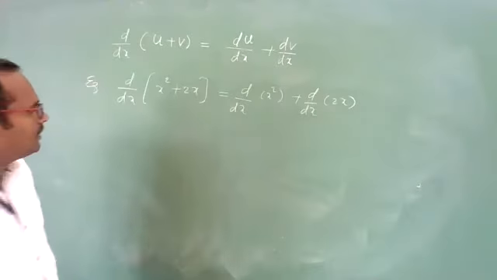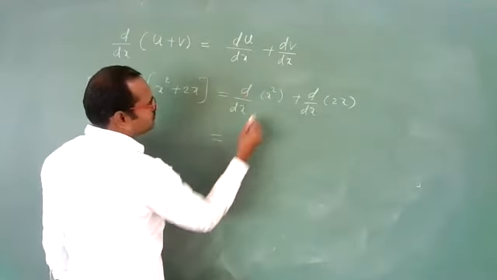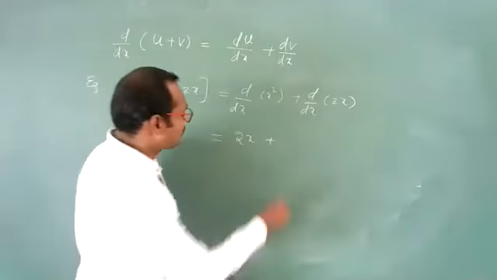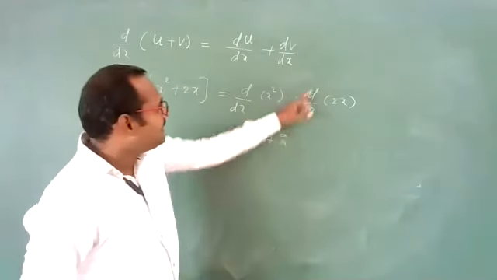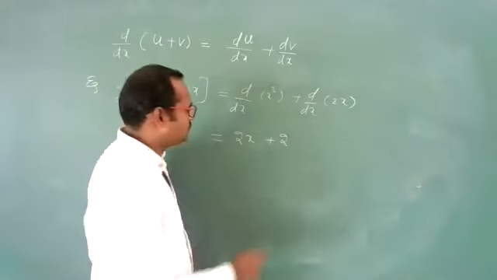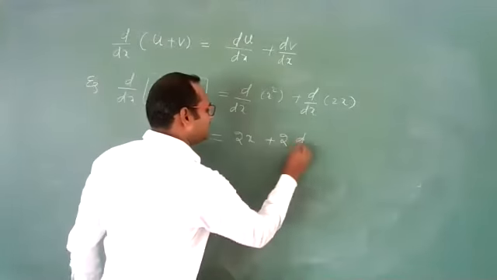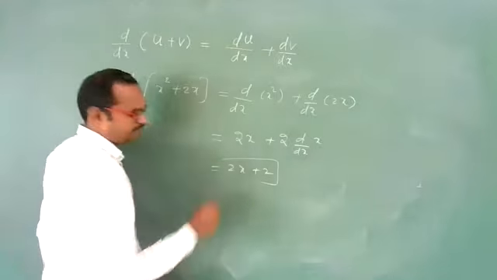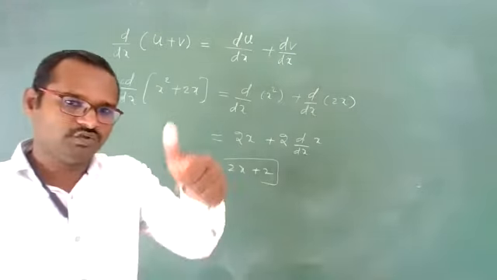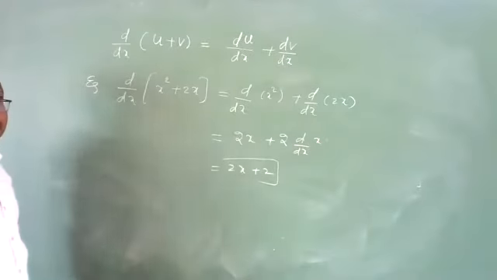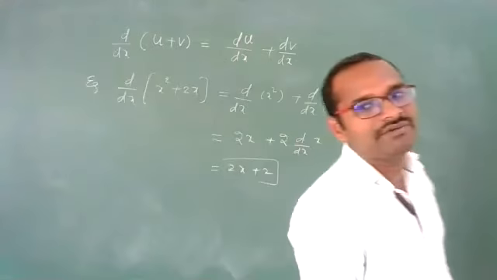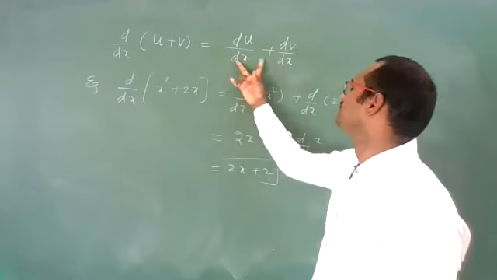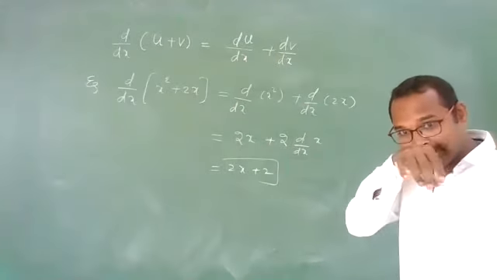Good, Tarun. Now, as you know, d by dx of x square is 2x plus d by dx of 2x. 2 is a constant. 2 we will write outside and d by dx of x is 1. So 2 into 1 is 2. So you will get 2x plus 2. Yes, this will be the answer. Good, Tarun. Got it, students? So whenever you are having a function that is a summation of two variables, then you can split the differentiation like this.